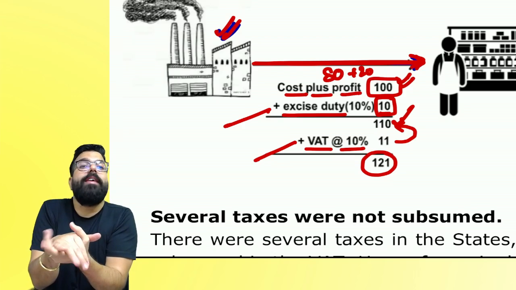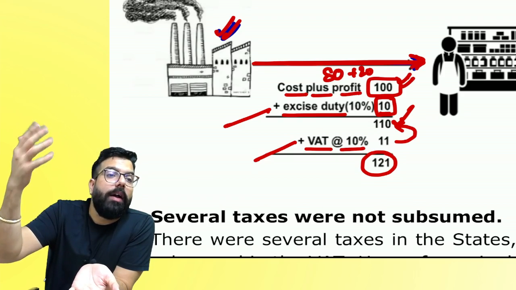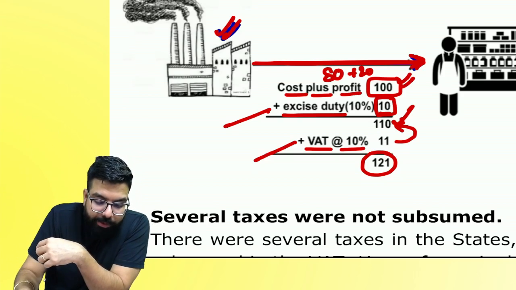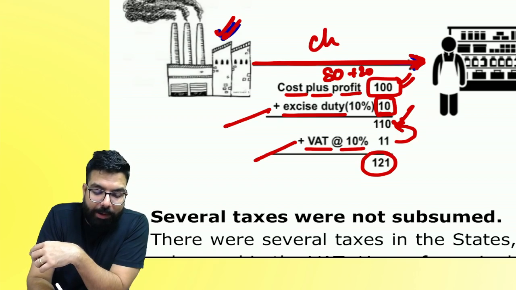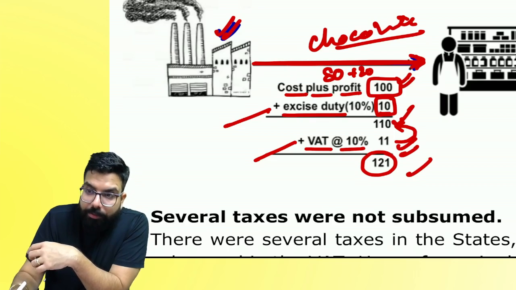Arey, what is inflation? When the prices of things are going up. Don't you think the price of this item which he has manufactured, supposedly a chocolate, has gone up by 1 rupee? Why?